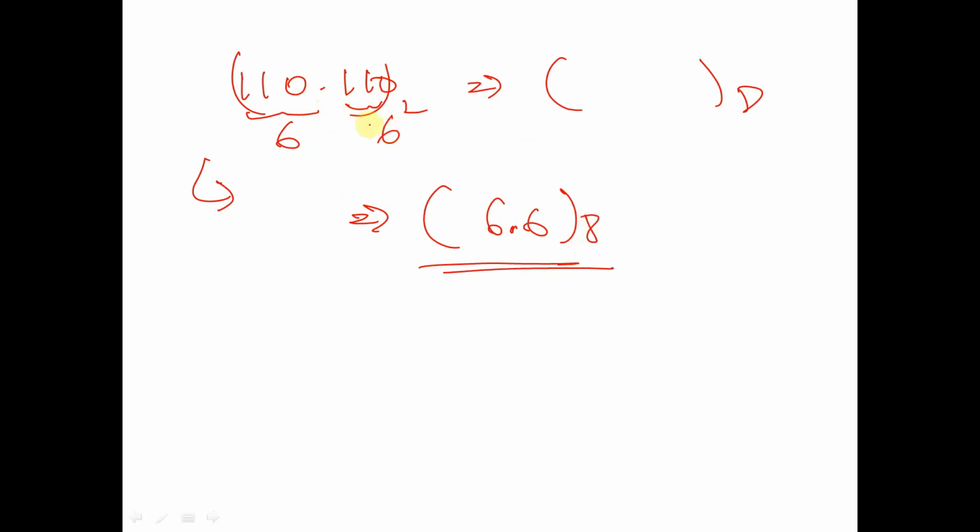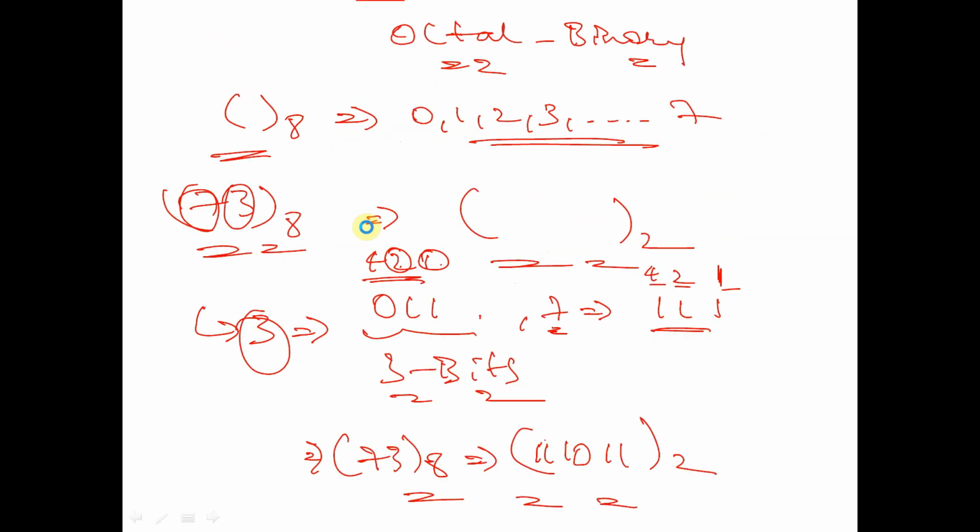So this is how we convert a binary number to an octal number. Is this clear for everyone?